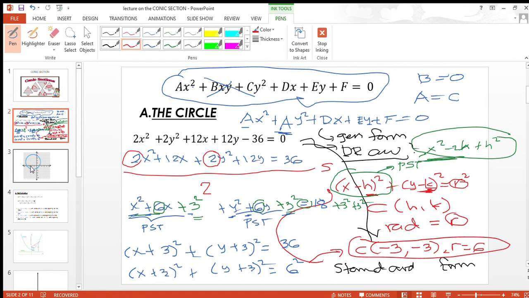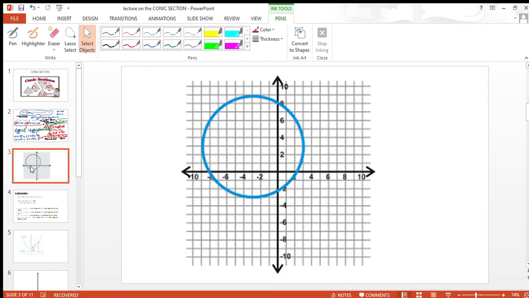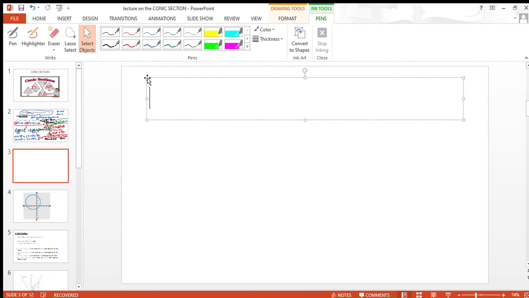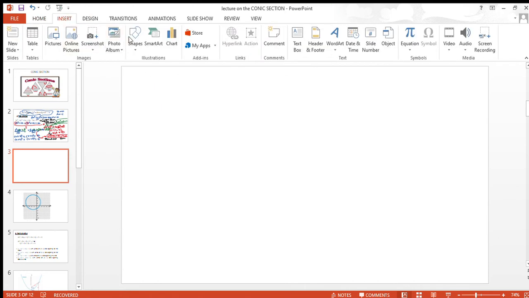So if we will now draw our circle, this is not the correct diagram for this one. Let's insert a slide here. Just remember the details of your circle. The center is at minus 3, 3, and the radius is positive 6.